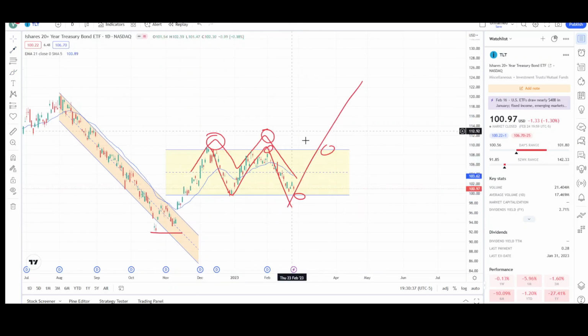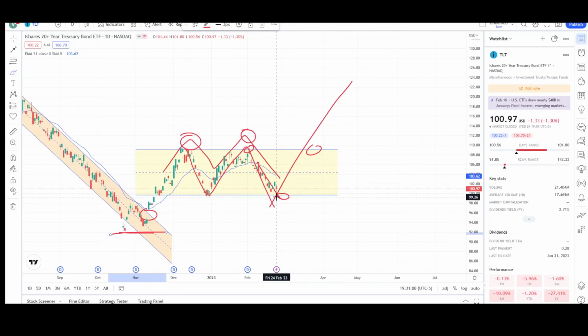Now, however, since the second leg is still in play, meaning the second attempt lower is still in play, if we just break the lows at the 99.98 level with conviction, meaning we don't just tap it and go back up, if we break it with strong bars that start printing, then we're going to probably fill in this gap right here and then retest these lows. So that's how I'm looking at it.